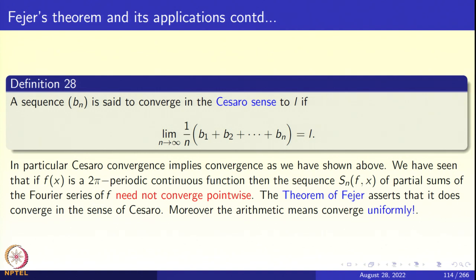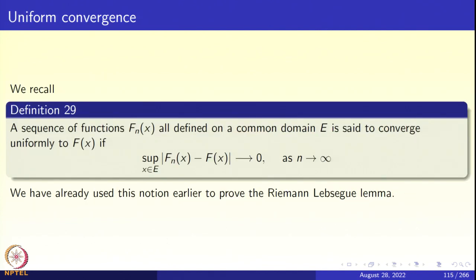But something better actually happens. Not only does Sn f x converge in the sense of Cesaro to f, the convergence is actually going to be uniform. That is, the sequence of arithmetic means actually converges uniformly to f. This assertion is called Fejer's theorem. And we must now prove Fejer's theorem. That's the immediate goal. Let us recall the definition of uniform convergence. A sequence of functions fn x, all defined on a common domain E, is said to converge uniformly to f of x if the supremum of mod fn x minus f x over E goes to 0 as n goes to infinity. We already used this notion earlier to prove the Riemann-Lebesgue lemma.